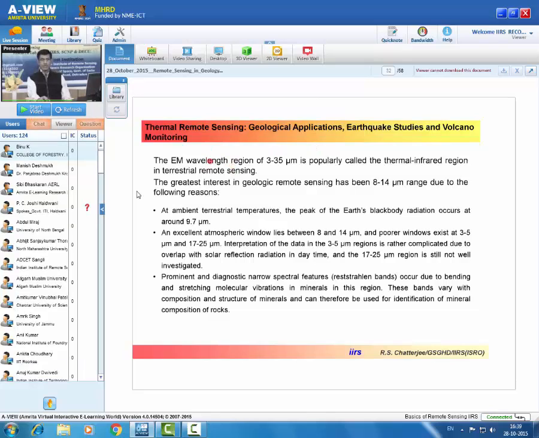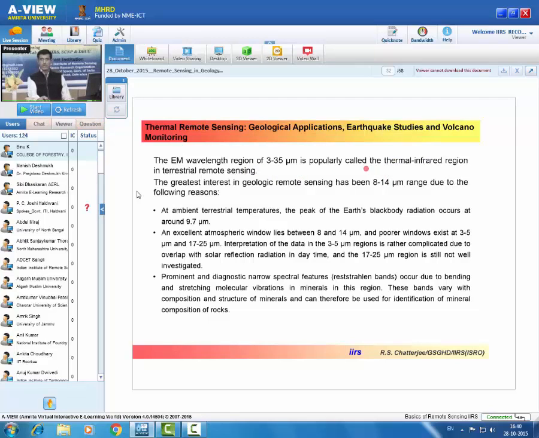Now we are coming to thermal remote sensing. In the electromagnetic wavelength region, in case of optical remote sensing, we use the visible, near infrared and short wave infrared. So the range in case of optical remote sensing is 0.4 to 3 micrometer. Basically visible is 0.4 to 0.7 micrometer, followed by near infrared and then short wave infrared. Now in case of thermal, the electromagnetic region is 3 micrometer to 35 micrometer. This region is popularly known as the thermal infrared region in terrestrial remote sensing.